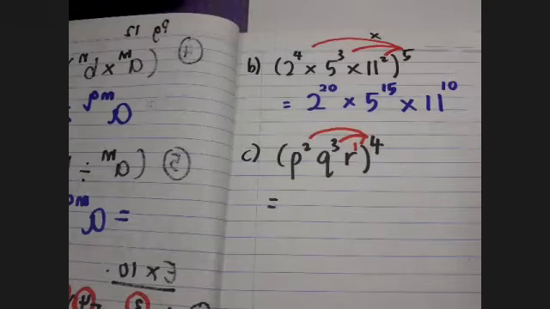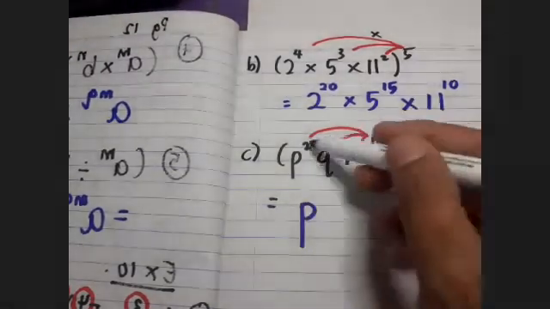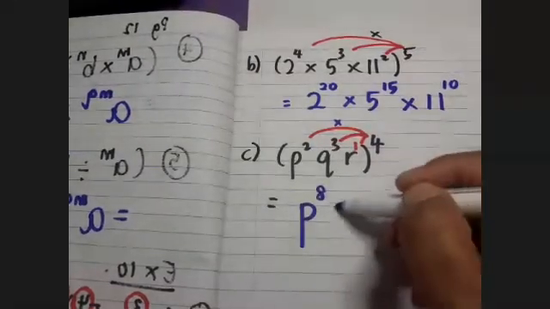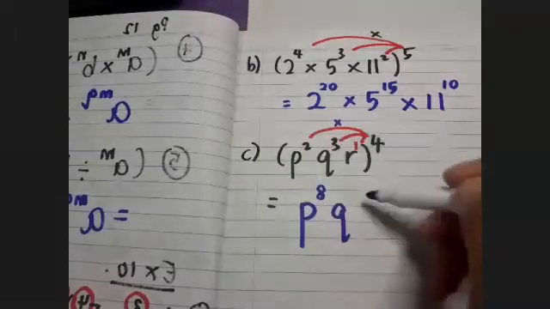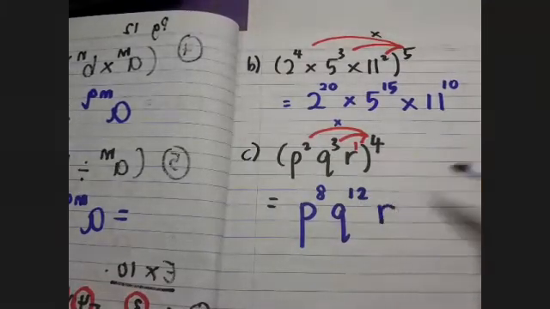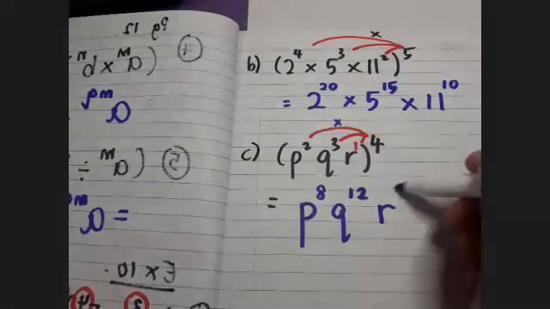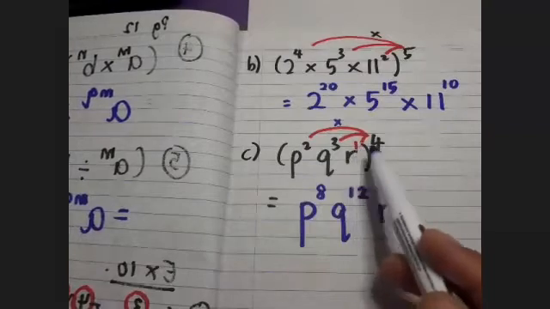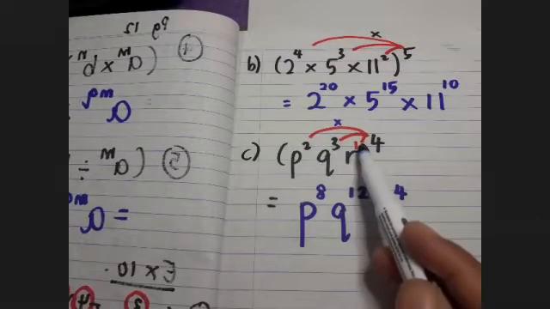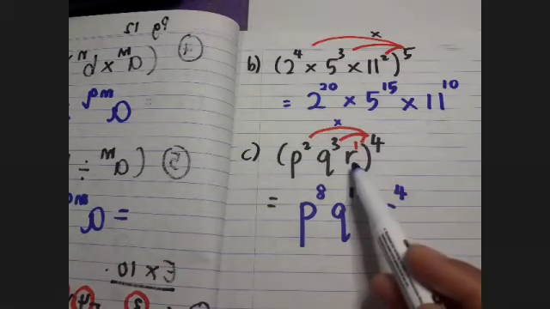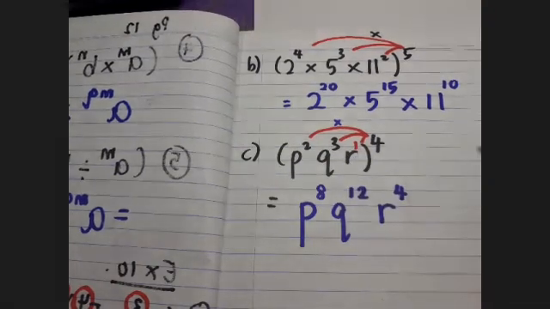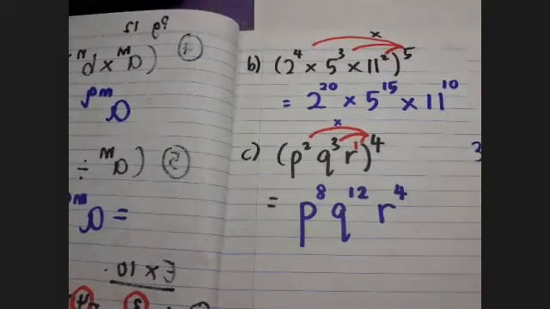So final answer, P power of 2 multiply 4. This is multiplication. 2 multiply 4, 8. Q to the power of 3 multiply 4. This is 12. And R to the power of 1 multiply 4, 4. Remember, if the question just writes R, it means the index is 1. This is R to the power of 1. Let's see, the question writes 3 only. So what is the index for 3? The index for 3 is 3 power of 1. Okay.